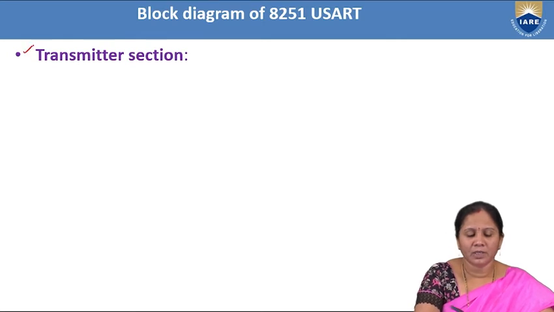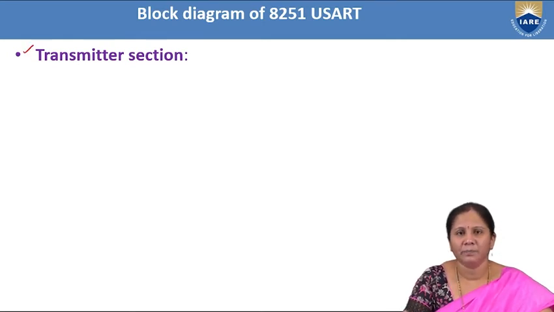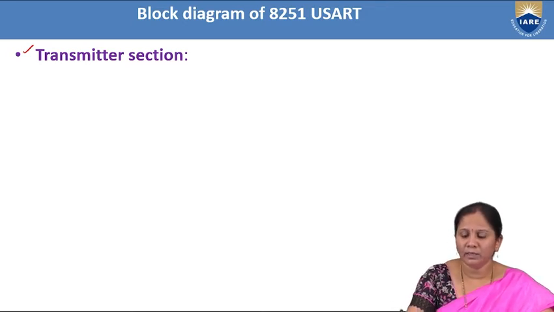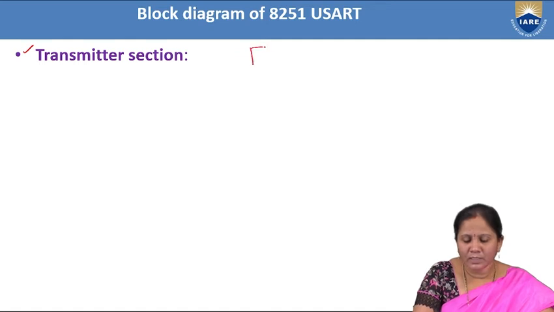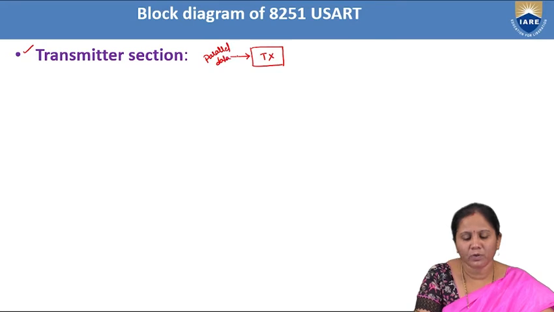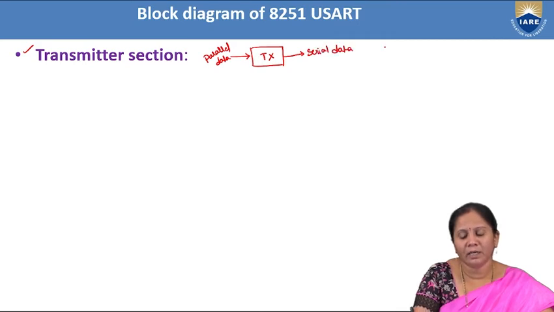The next section is the transmitter section. In the transmitter section, we have seen that the transmitter buffer is there and the transmitter control is also there. To this transmitter section, we receive parallel data as input, and the transmitter converts it into serial data, and that serial data is sent to the communication channel.